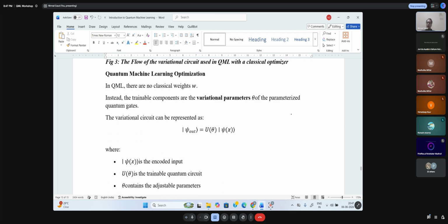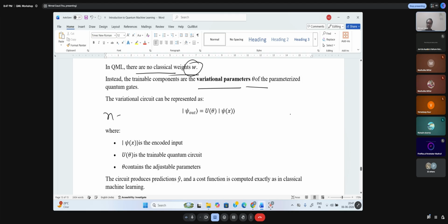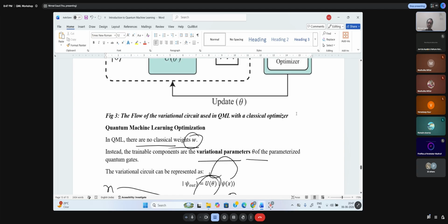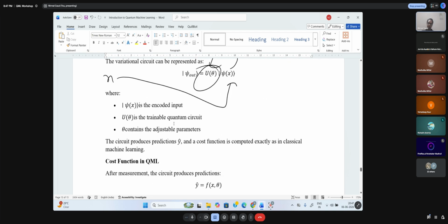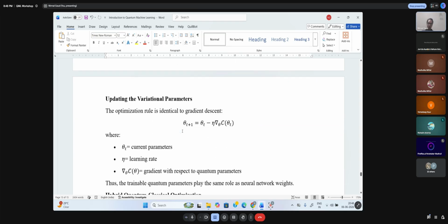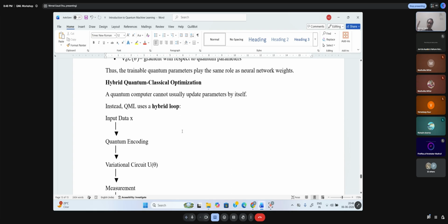So in quantum machine learning optimization, there is no classical weight W. We are having variational parameter theta. We converted our x into phi(x). We are giving phi(x) into U(theta), which is your quantum equation. Then we are optimizing this quantum equation in a variational circuit, this parameterized quantum circuit. Here we are optimizing. Okay, the equations are just the same. No change in the equation. You can see all these updates are clear, same as machine learning.